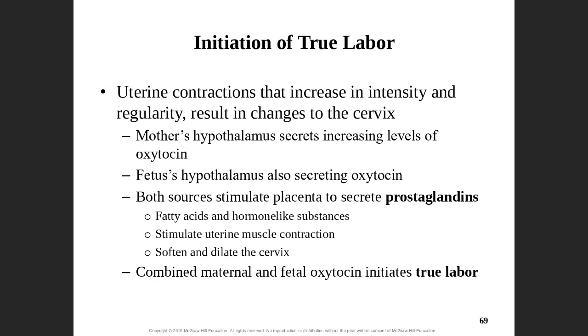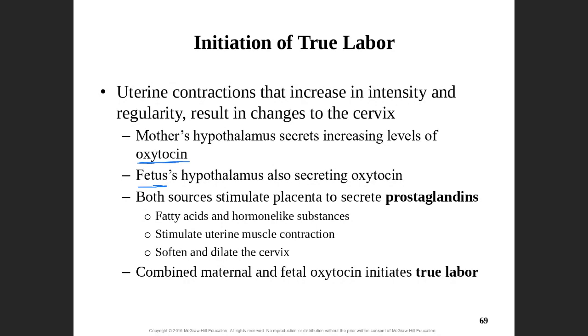So what we'll see as true labor sets in, endocrine system-wise, mom's hypothalamus is going to be producing oxytocin. Don't forget, oxytocin plays a role in milk ejection, but it's not time for that yet, because the baby hasn't been born. So oxytocin is going to play a role in uterine contractions. Well, guess what? Mom's not the only one that makes oxytocin. The baby does too. So now you have 2 sources for oxytocin production.